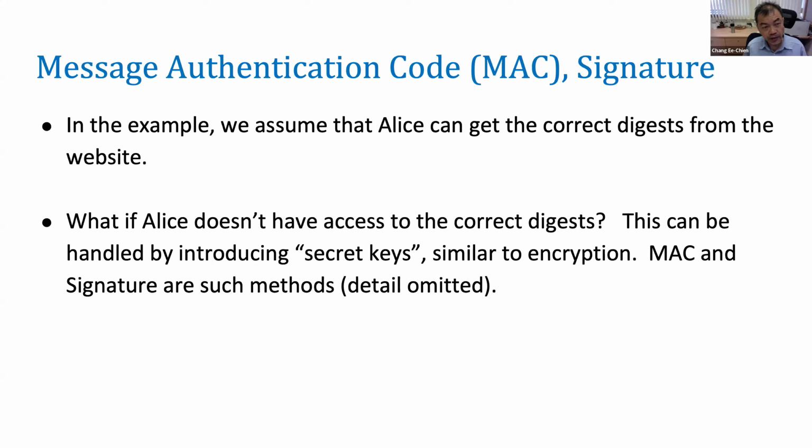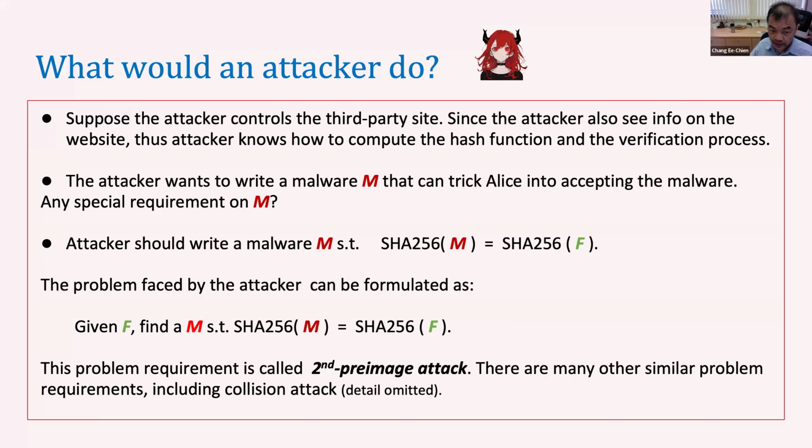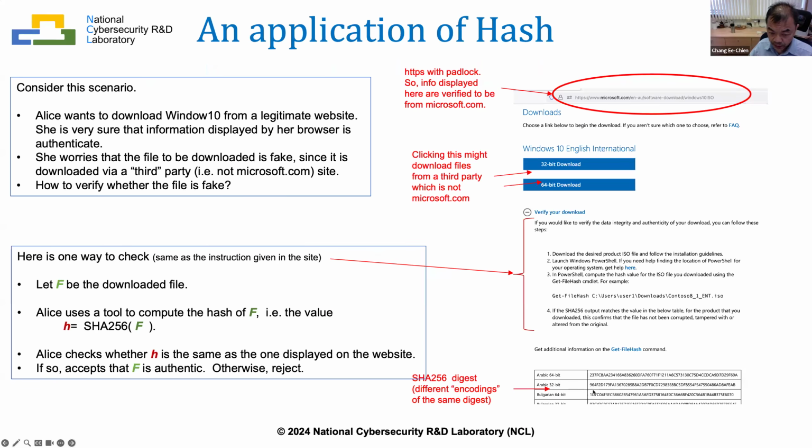So in this example, we assume Alice can get the correct digest from the website, right? If I go back here, yeah, this is a digest Alice can obtain. And Alice is very sure that this information displayed here is correct. What if Alice doesn't have access to this one?